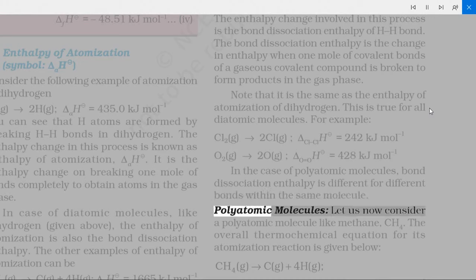Polyatomic molecules. Let us now consider a polyatomic molecule like methane, CH4. The overall thermochemical equation for its atomization reaction is given below. CH4(g) → C(g) + 4H(g), ΔH = 1665 kJ/mol. In methane, all the 4 C–H bonds are identical in bond length and energy. However, the energies required to break the individual C–H bonds in each successive step differ.